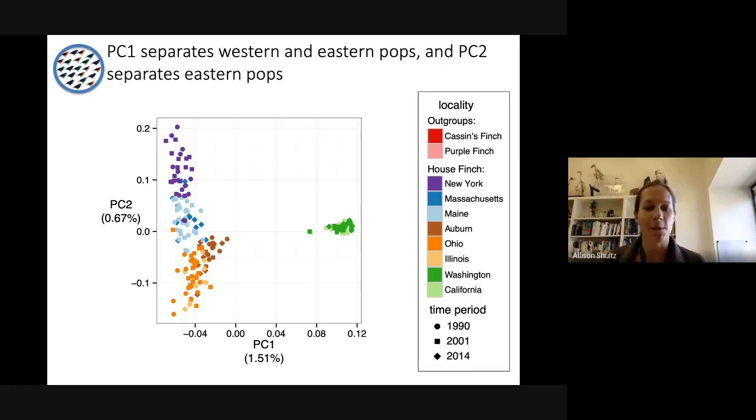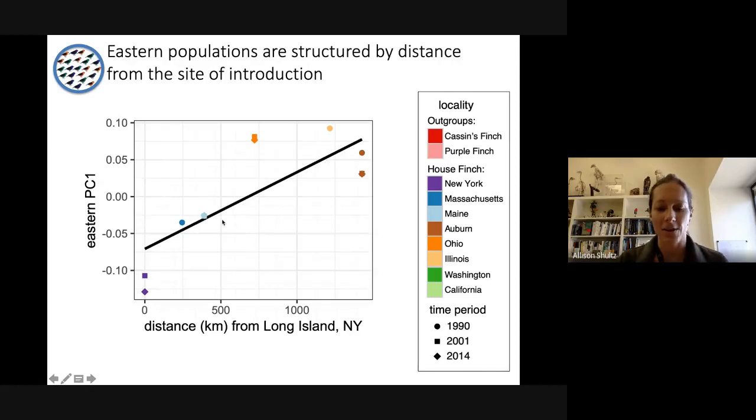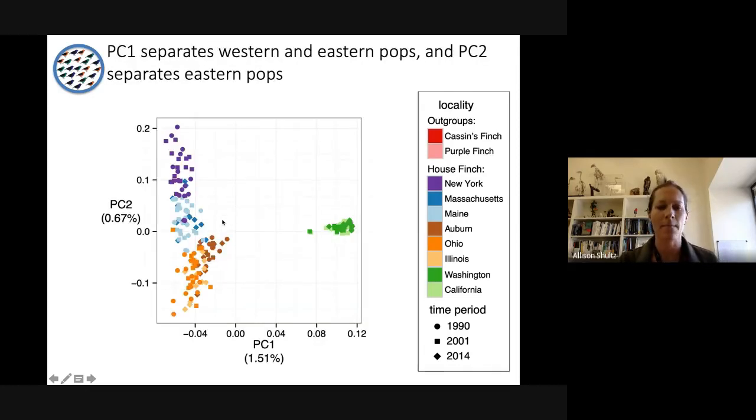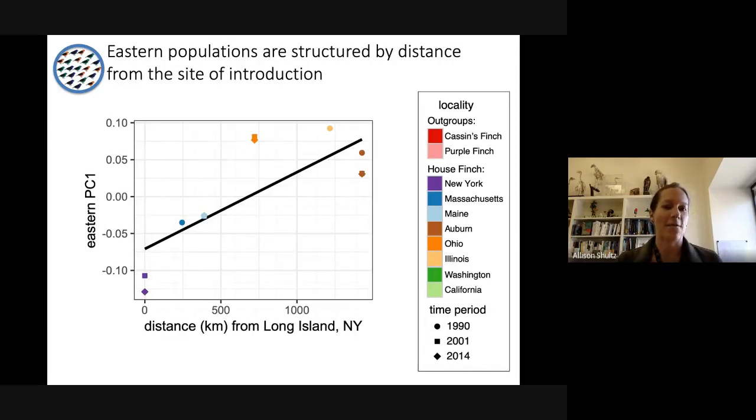So here's a principal components analysis of the genomic data. And you can see that PC1 separates first the eastern and the western house finches, which doesn't come as a surprise, given that the eastern populations were introduced and they encountered a founder effect. PC2 actually separates the eastern populations spatially. And if we lay that out, it separates them out by the distance from where they were first introduced in Long Island, New York, which is kind of a cool pattern to see.